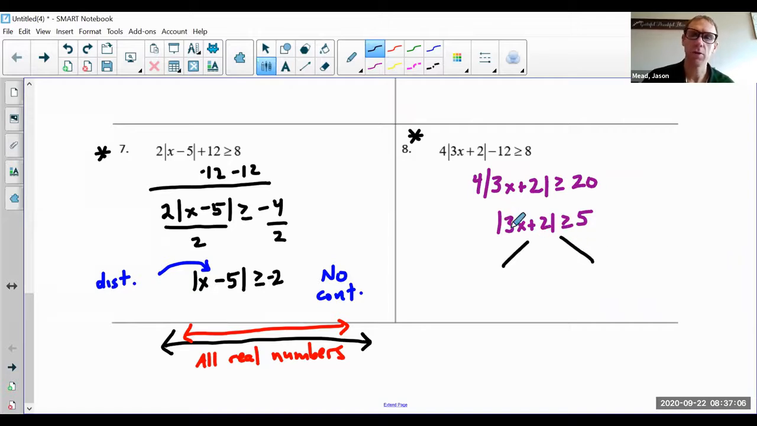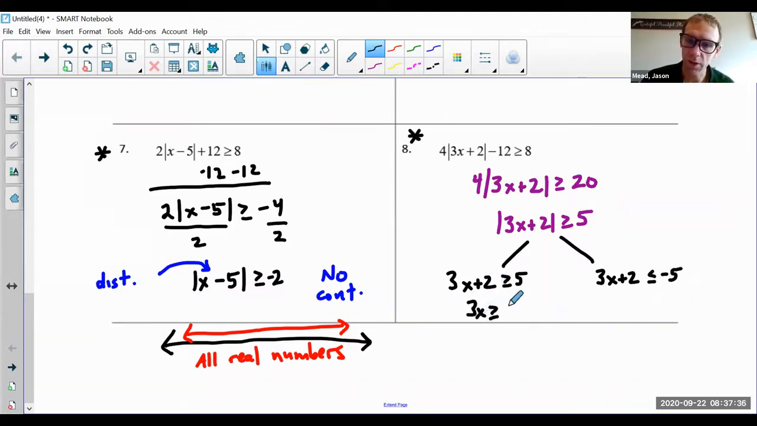So as we learned from the video, I will break this into 2 cases. I have 3x plus 2 is greater than or equal to 5, and 3x plus 2 is less than or equal to -5. So when I break this into 2 cases, I now have the case where it's greater than 5 or less than -5. So I flip the sign and I change the positive to a negative. Now I can solve each of these.